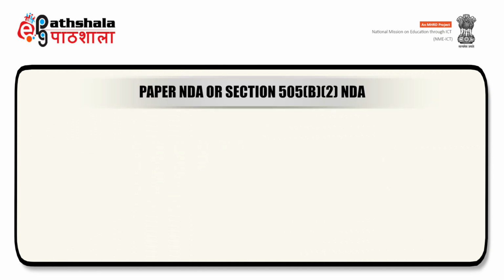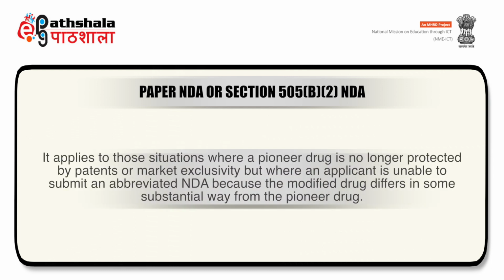Coming to the second type of new drug application, that is the paper new drug application or section 505(b)(2) new drug application. It basically applies to those situations where a pioneer drug was unable to be protected by the patents or the market exclusivity, but where an applicant is unable to submit an abbreviated new drug application because the modified drug is somewhat different from the pioneer drug.